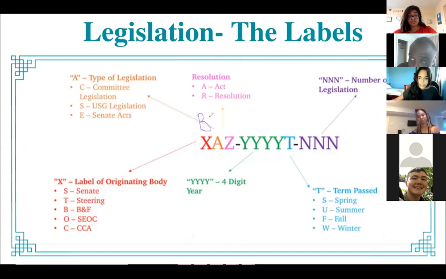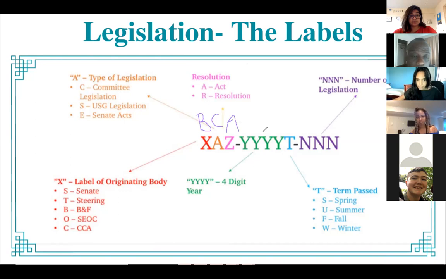Then the A is for the type of legislation. If you're going to write a legislation that is only going to affect your committee, then that will be a committee legislation, let's say C. Then we have resolution. Let's remember it could be either an act or a resolution. And for the sake of this example, it's a committee act. Then we have a little a.